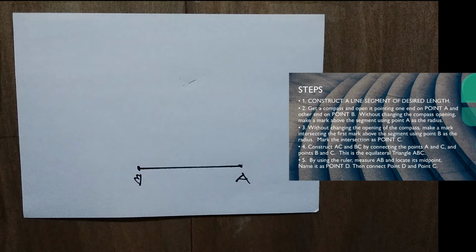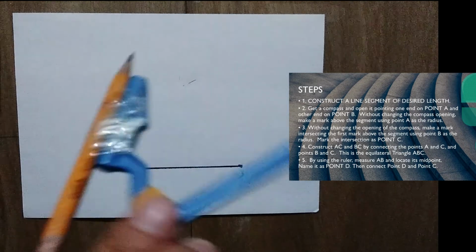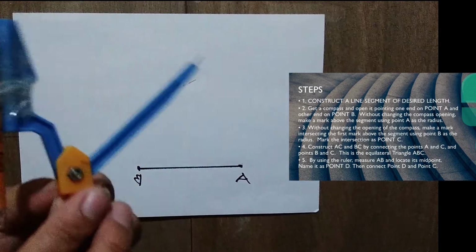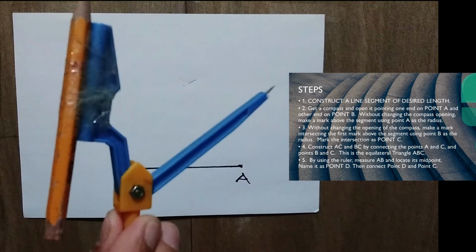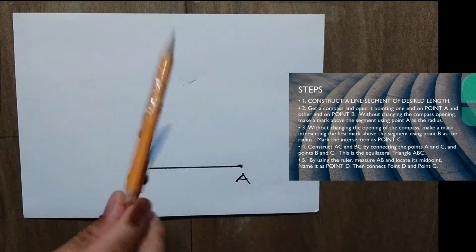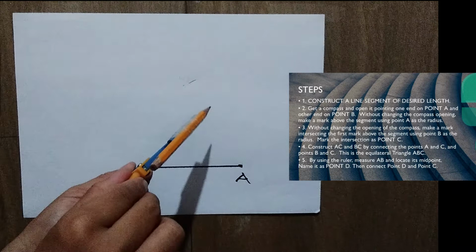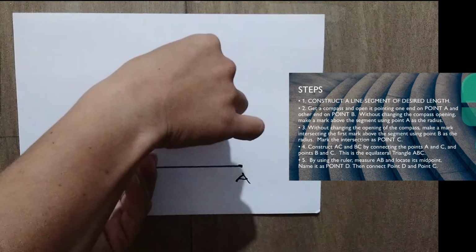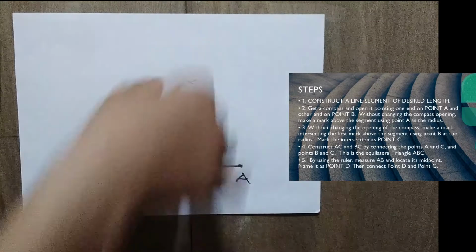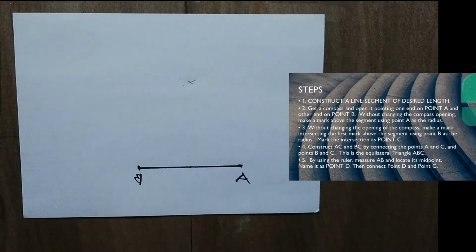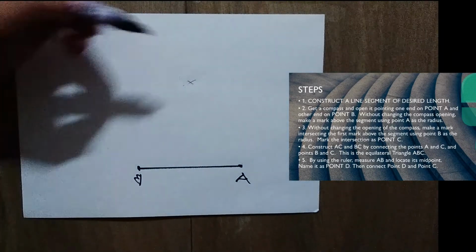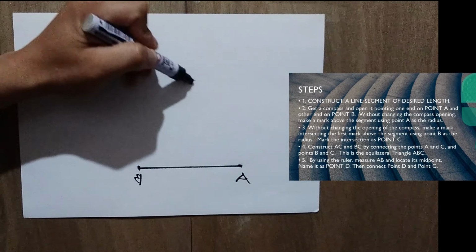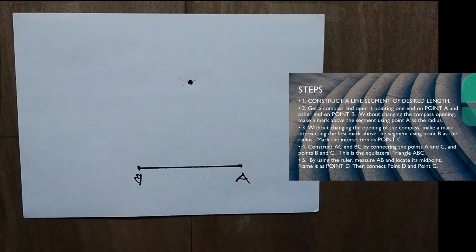Next, without changing the opening of the compass, so hindi nyo babaguhin yung opening niya, make a mark intersecting the first mark above the segment. So, magme-make tayo ng mark na magi-intersect doon sa ating unang ginawa. So, as you can see, we have here the point of intersection. So, mark natin yan.